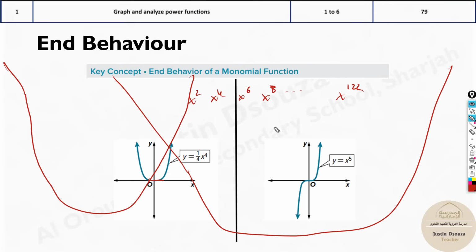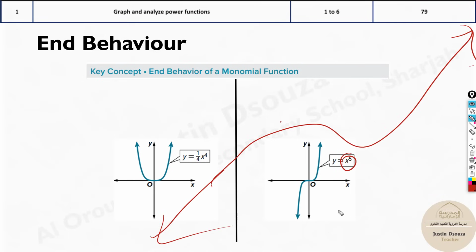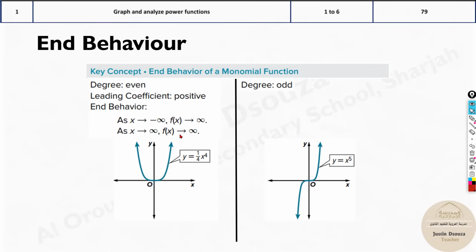Now end behavior means what's happening at the ends, right? We can deduce it from this graph. All the even powers will have the same end behaviors. Whereas for the odd power graph, when it's positive, the right side will always go up and the left side will always go down. So this is the function for the odd powers. You can see here the end behaviors will not change.